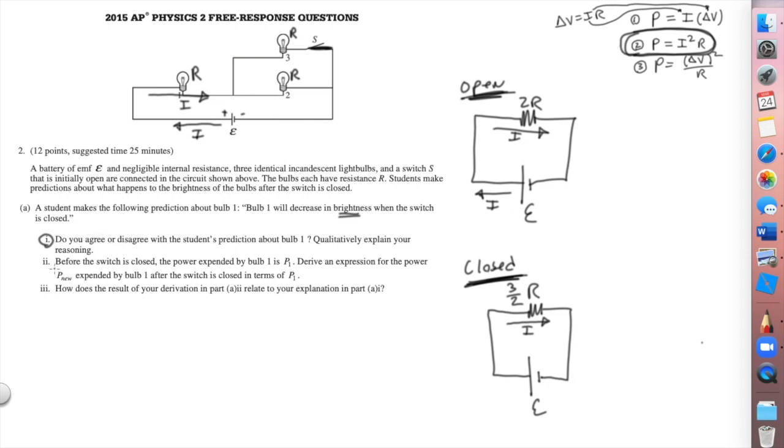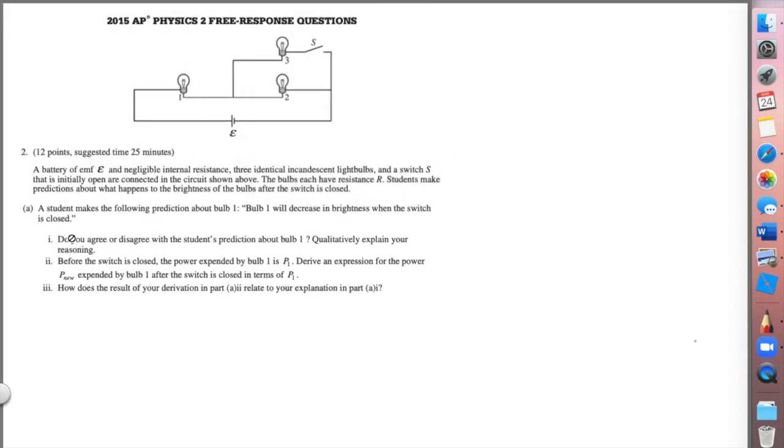Okay, now for calculation, this second question is a little bit of work. So let's go to the second question. All right, so we need to set up some equations here. Before the switch is closed, the power of bulb number 1 is P1. So let's do switch open first. The switch is open, and we need to derive an equation for the power of bulb number 1. So let's start by finding what the current would be.